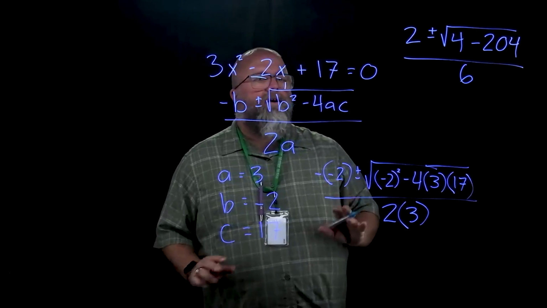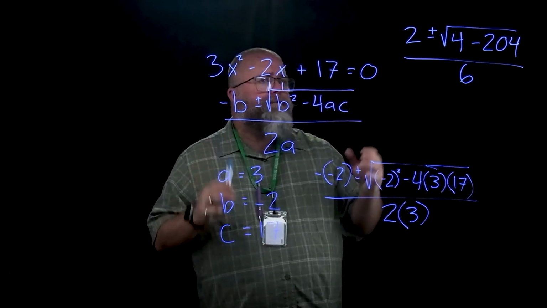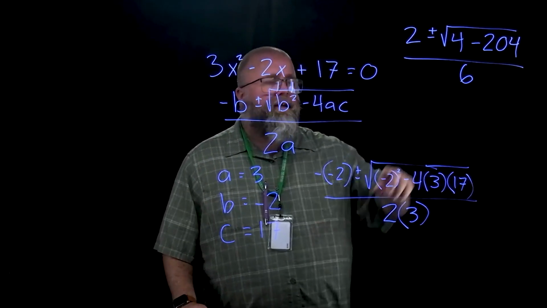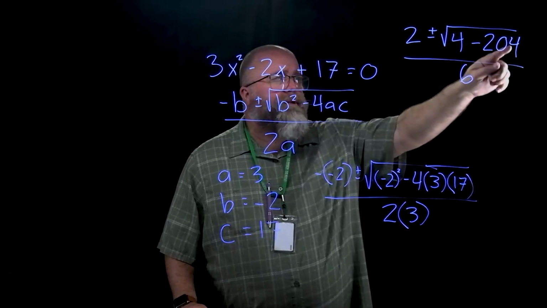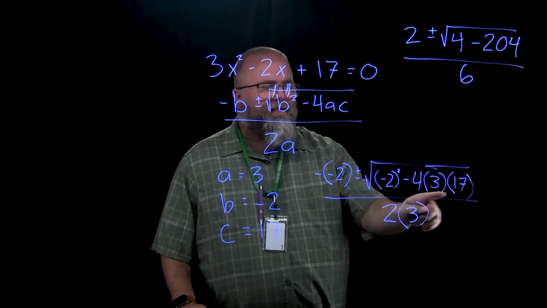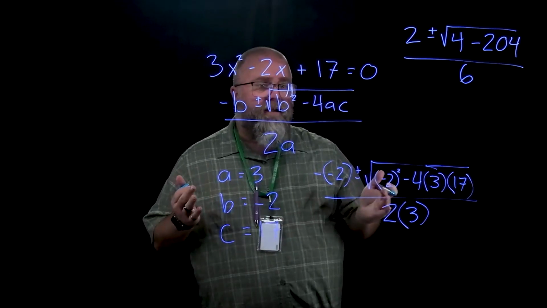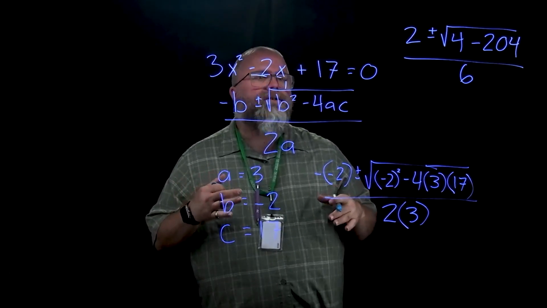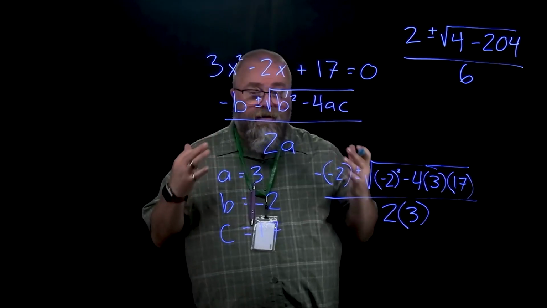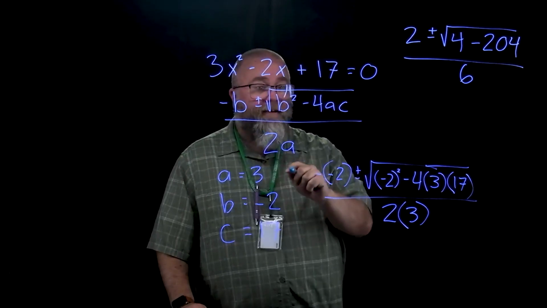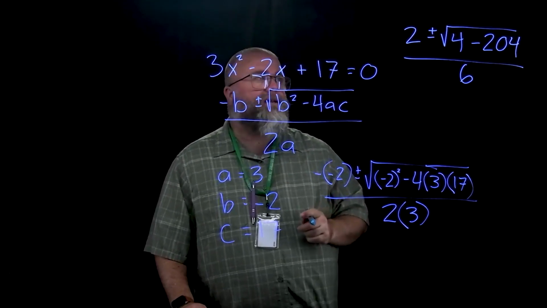So we can already see something happening. Our discriminant is this part right here. It's the b squared minus the 4ac. And if that discriminant comes out to a negative number, then that means our solutions are imaginary. And that also means that the curve is not going to cross through the x-axis.